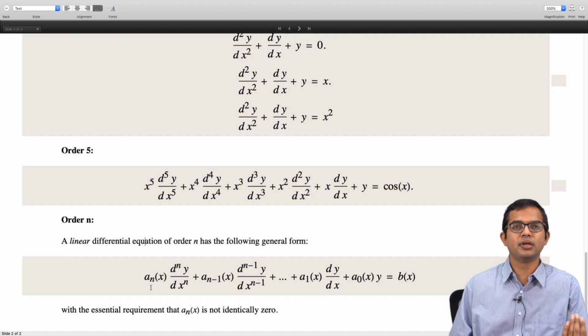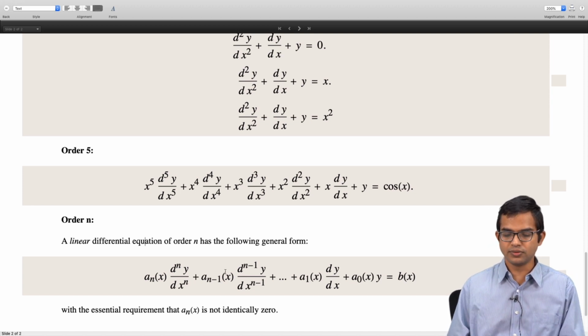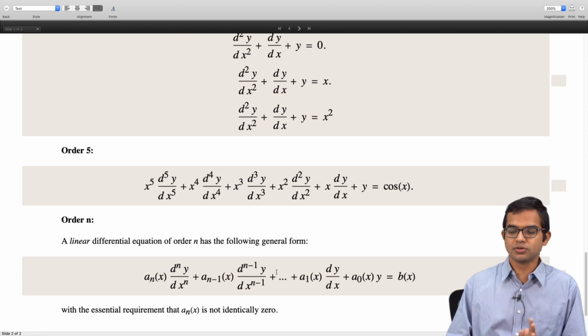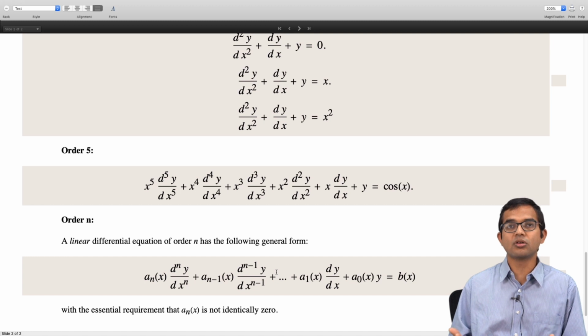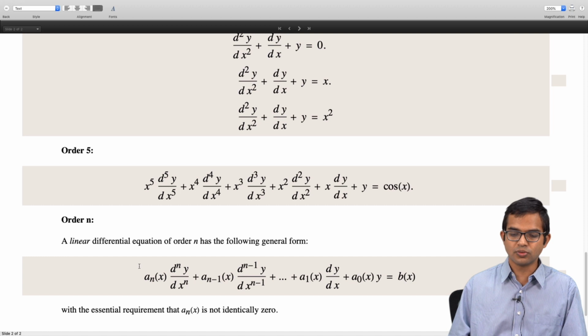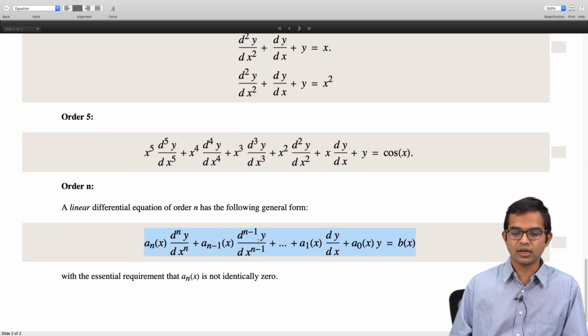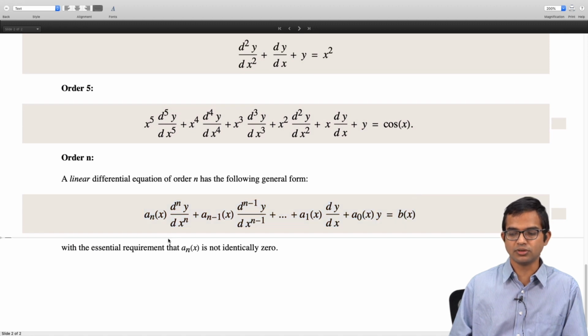If it were, then it would be a differential equation of a lower order, right? So a n of x is definitely not 0. It could be a constant, it could be some other non-trivial function of x, doesn't matter. And all of these other coefficients you're free to choose to be functions of x, no matter how complicated, no matter how nonlinear in x, it's not a problem. This overall differential equation would still be linear, and it is order n if a n of x is non-zero.